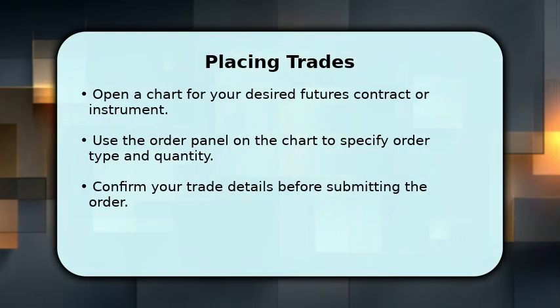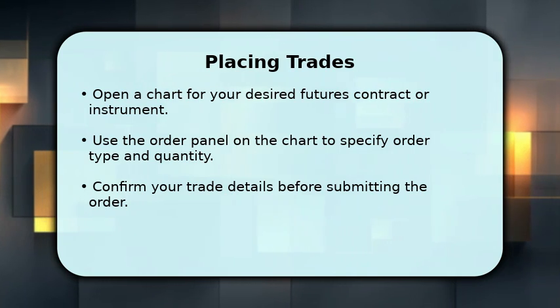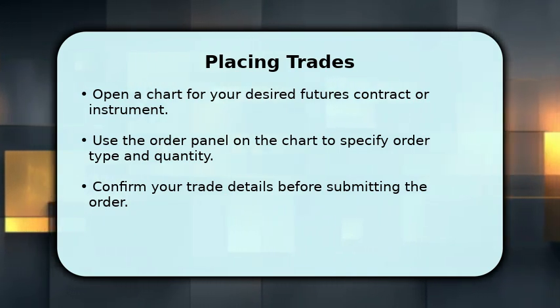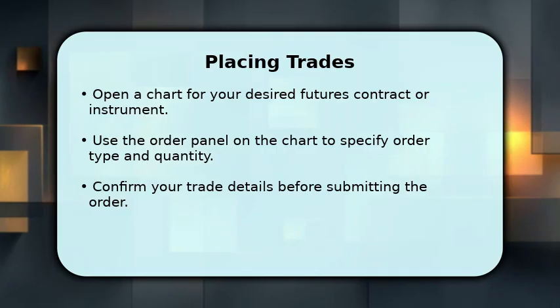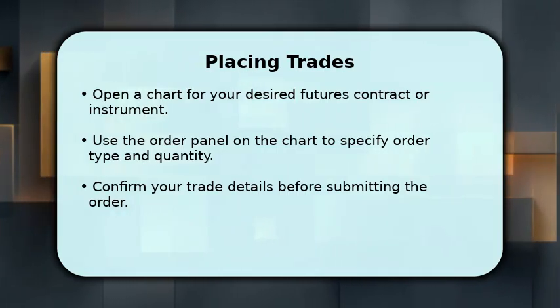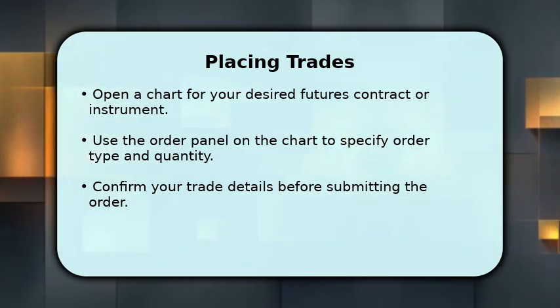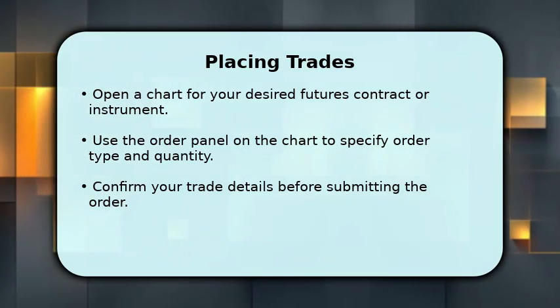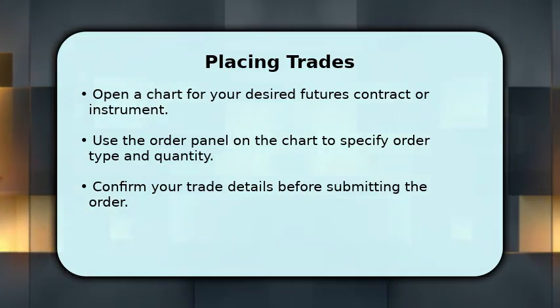Once connected, placing a trade is straightforward. Select your desired futures contract or instrument on a chart. Utilize the order panel, often found on the right side, to choose your order type, such as market, limit, or stop. Specify the quantity, perhaps 1 or 2 contracts, and review all details carefully before clicking the buy or sell button to submit your order.